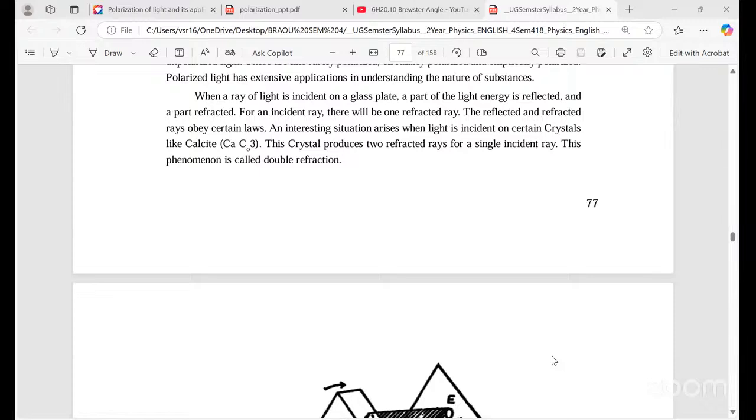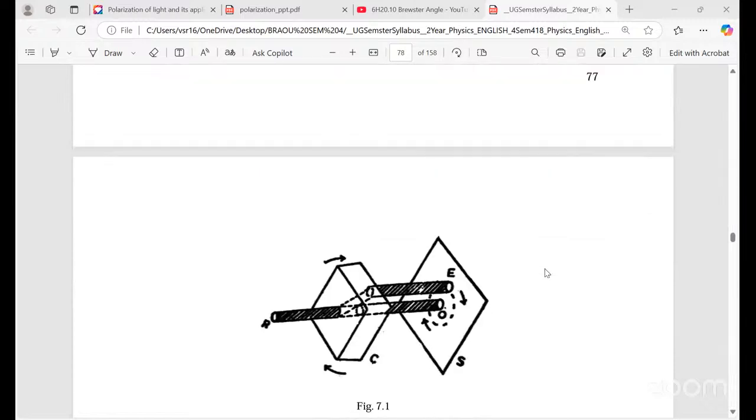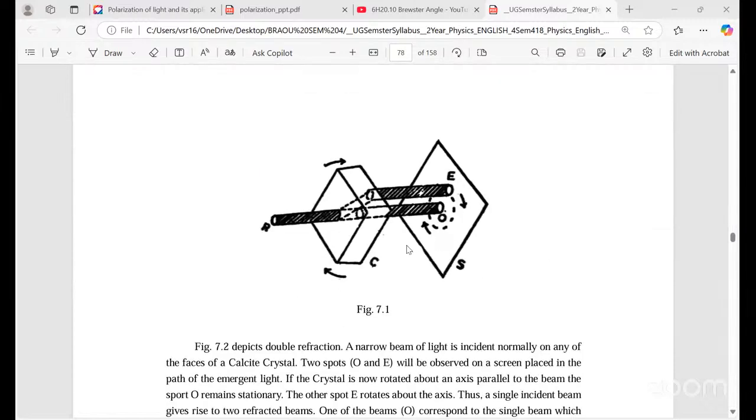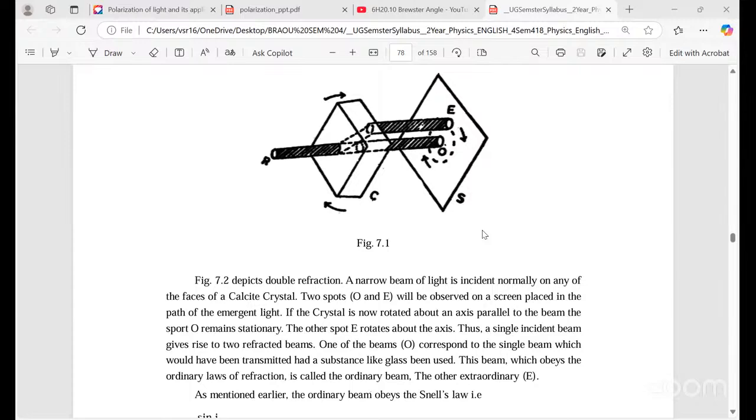In certain crystals like calcite crystals, you can observe two refracted rays for a single incident ray, and this phenomenon is double refraction. So this is the case for double refraction. You can easily observe that.